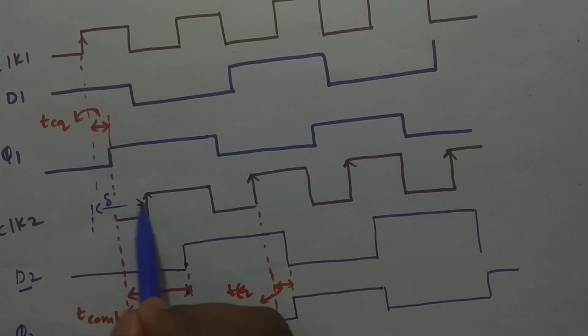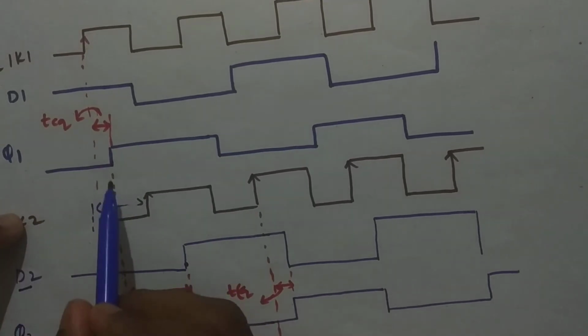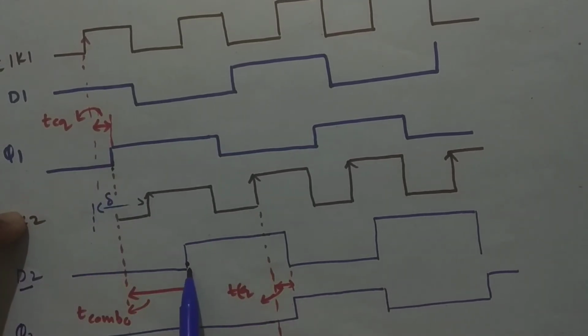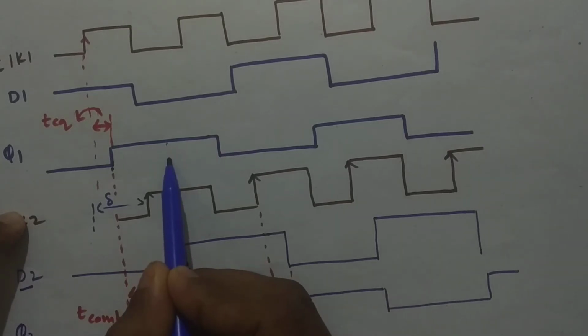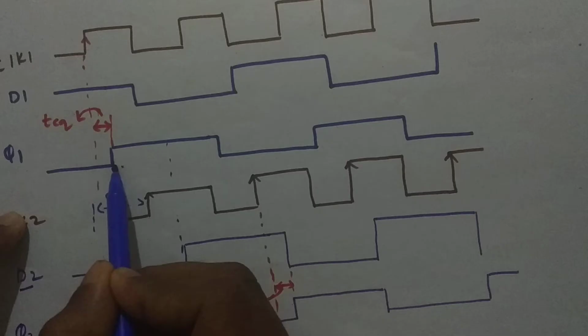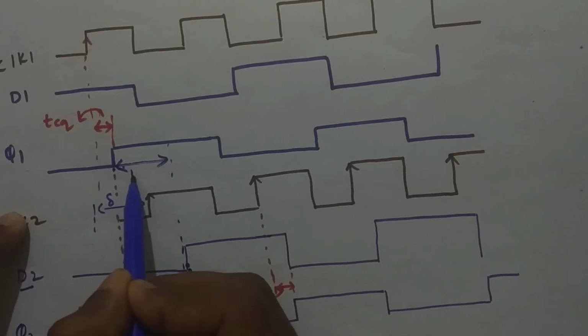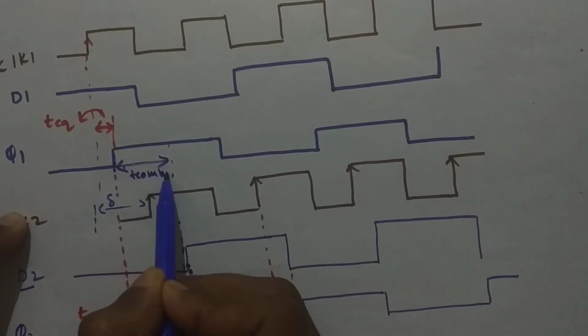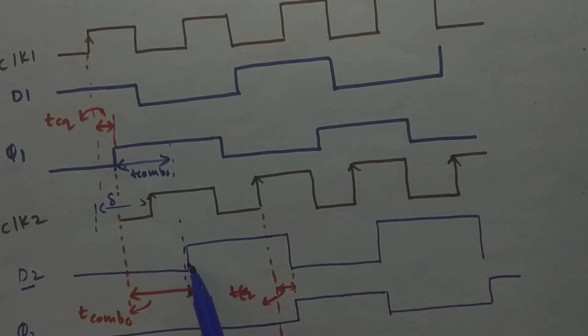So first neglect this clock. After that you can see that from here to here we have a T combo delay. I will show you more clearly. I'm drawing a dotted line. So this is a T combo delay. After T combo delay, we will get our D2 as our input.